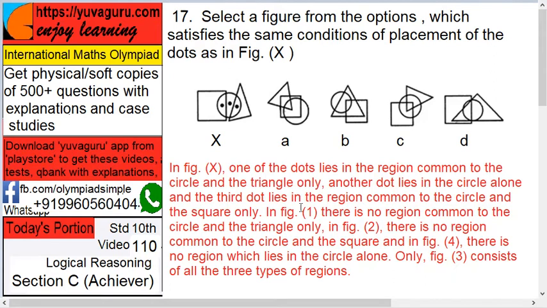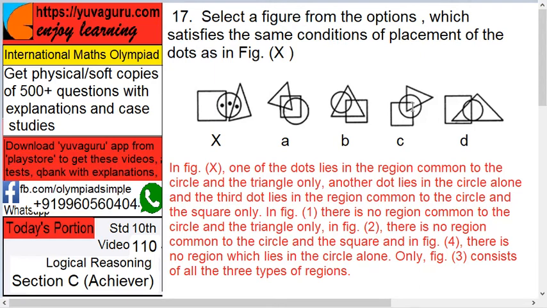Let's check. Okay. In figure 1 there is no common region between circle and triangle, whereas we had it in X. So A is gone. In figure B there is no common region between circle and square alone. So that is also gone. In first also it was A also, circle and triangle alone we were checking. Here it is alone in X. So it should have. No.